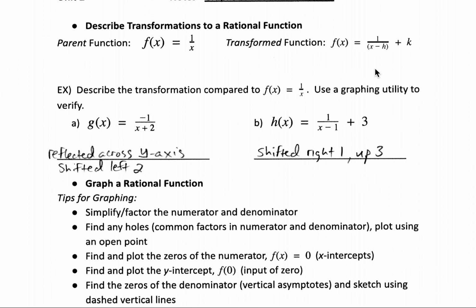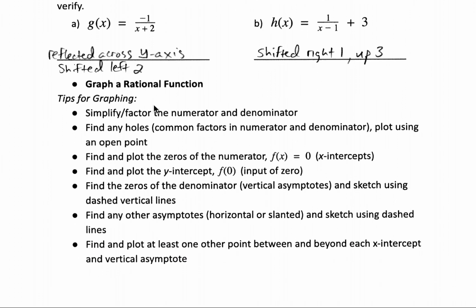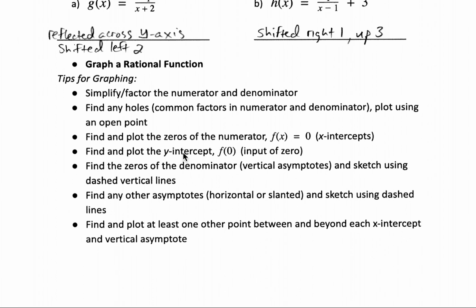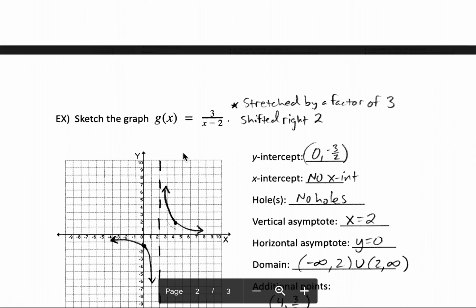Unfortunately, not many rational functions come to us looking like they do in this transformed way, so this isn't always the most helpful, but if you do see a function in that form, maybe you can just think or sketch it quickly enough. If not, if it looks different than that, then here are some tips for graphing. We're going to work through all of these steps in the next couple of examples, so feel free to write those down or just look at them as we go.